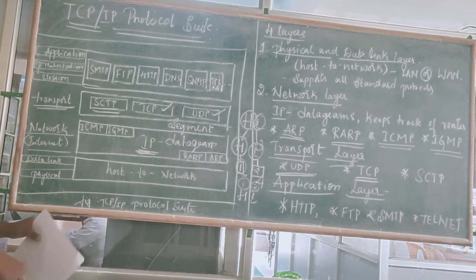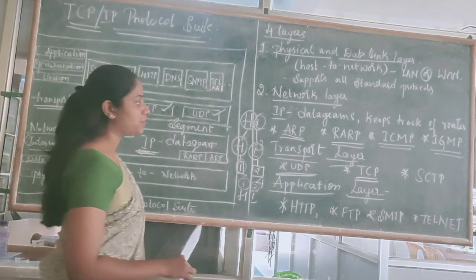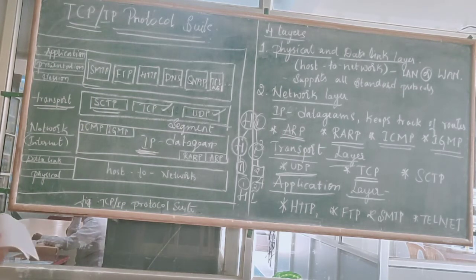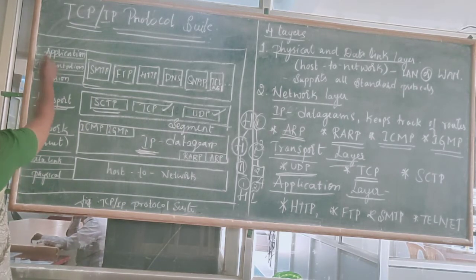So this is about the third layer, that is the transport layer. The last layer of the TCP/IP protocol suite is the application layer.